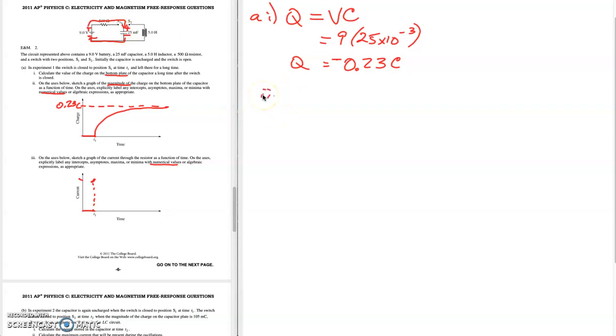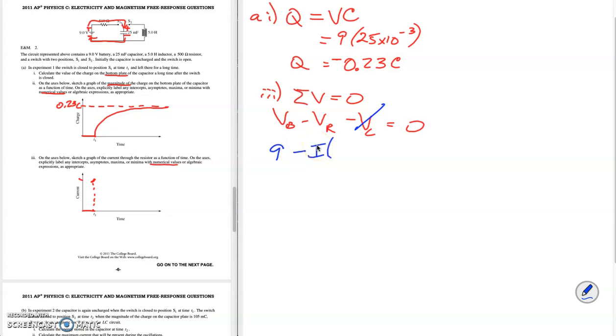So for part 3, Kirchhoff's loop rule, remember that guy. Going to have battery minus resistor minus capacitor gets us 0. Now that's for any time t. At time 0, that guy's 0. This is the battery of 9 volts. This is current and 500 ohms. So the current is going to be 9 over 500, also known as 0.018 amps.